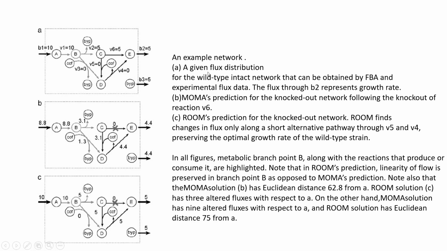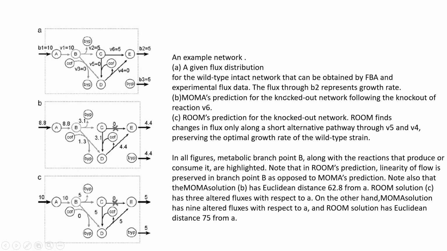In figure A, we have a given flux distribution for the wild type. This is for the wild type intact network, which is obtained by basically FBA and experimental flux data. The flux through B2 represents growth rate. So this is representing growth rate. Now MOMA.